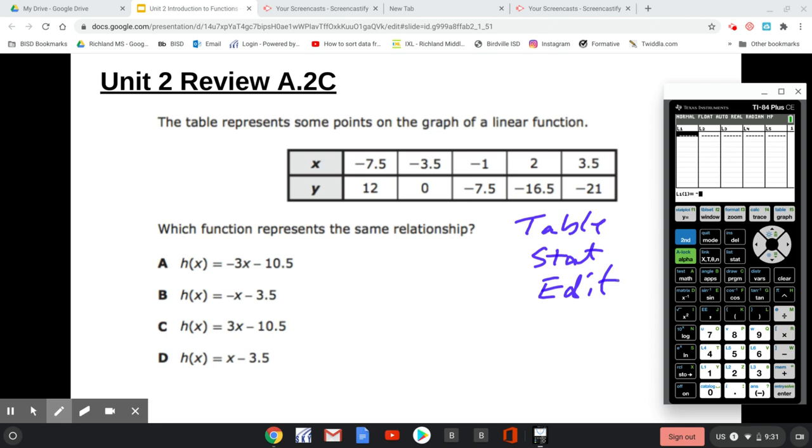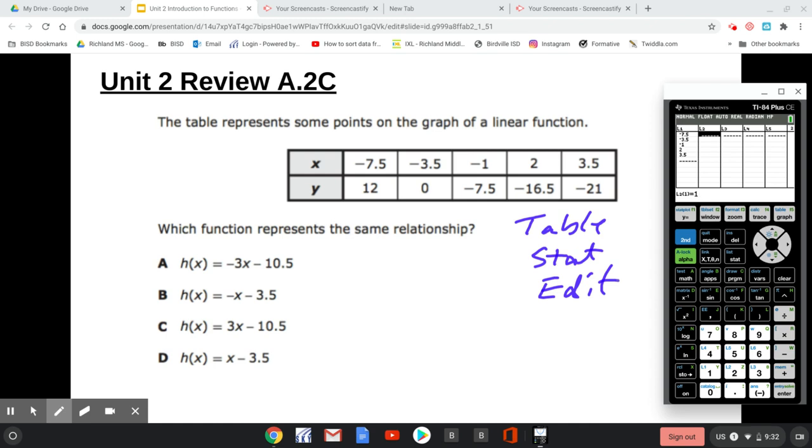I have a negative 7.5, enter. I have negative 3.5, enter. I don't think that did that. Let's go look at that. Negative 3.5, enter. Then we have a negative 1. Then we have a 2. And we have a 3.5, enter. Okay, let's go over here to y.